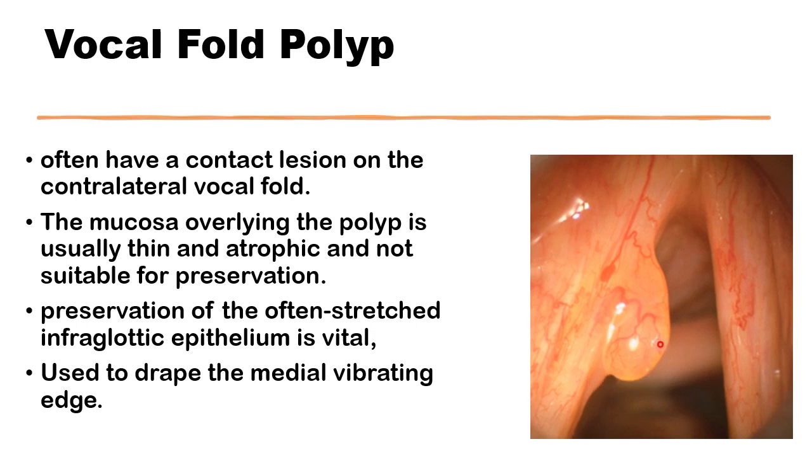Now, the issue of preserving as much epithelium as possible to regain the mucosal wave quickly. The epithelium above the polyp itself is usually very thin and atrophic, and it's not worth preservation. On cutting the base of the polyp, we'll discard with that the polyp and its overlying epithelium, but we try to preserve the stretched infraglottal epithelium, because this is the epithelium that can be used to redrape the vocal fold edge and prevent any raw surface.